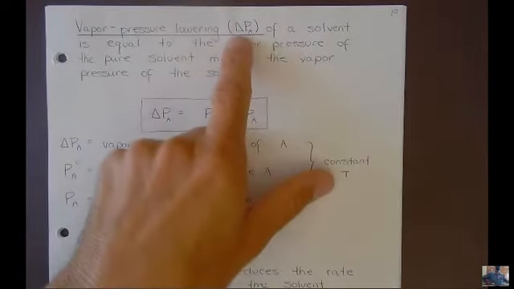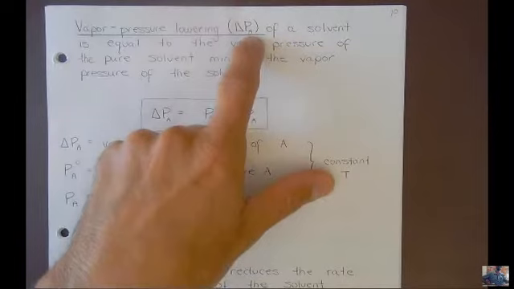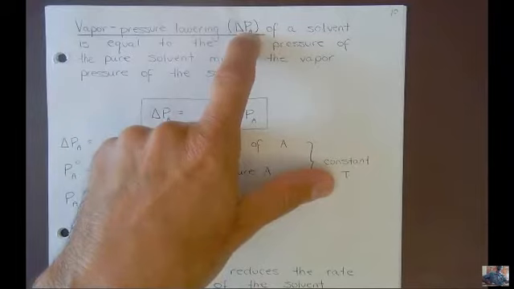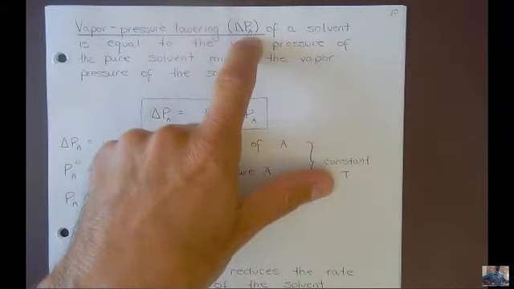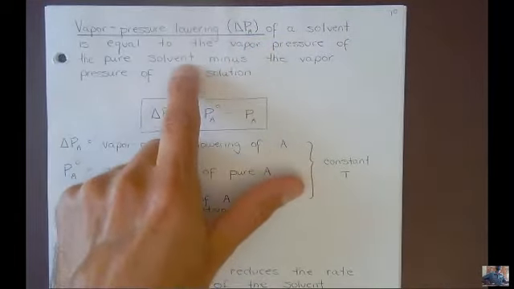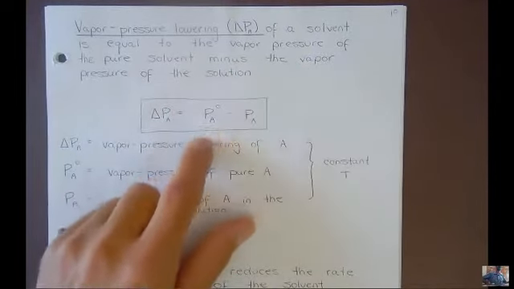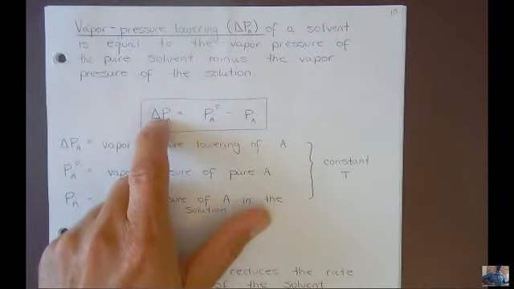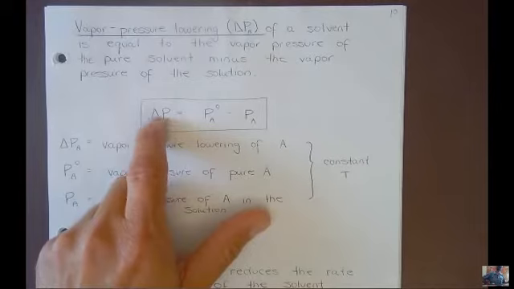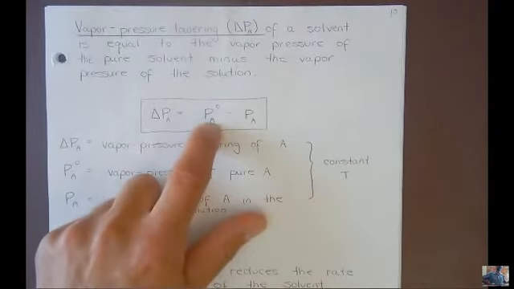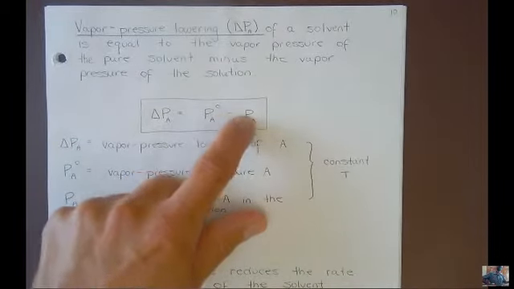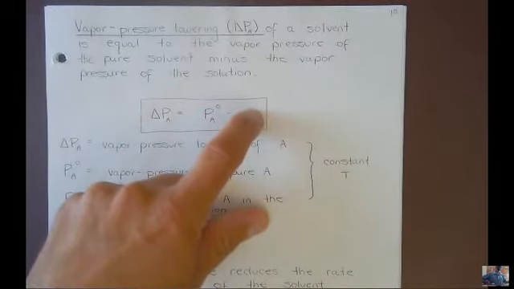Okay, so vapor pressure lowering is going to be called delta PA. A is the component that we're interested in. Delta means change in the vapor pressure. How much has the vapor pressure changed by adding component A? So delta PA of a solvent is equal to the vapor pressure of the pure solvent minus the vapor pressure of the solution. Here's pure, we put the little zero on it. So how much has the vapor pressure been lowered? How much does it go down? How much has it changed? That's what delta means, change. I look up the vapor pressure of the pure solvent, and I subtract off the vapor pressure when I have the solute molecules dissolved.